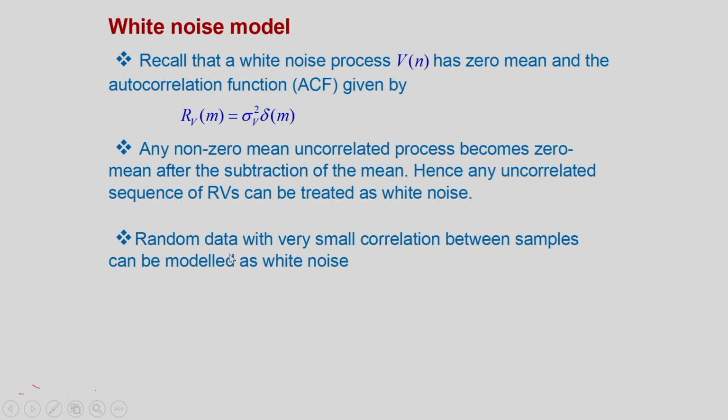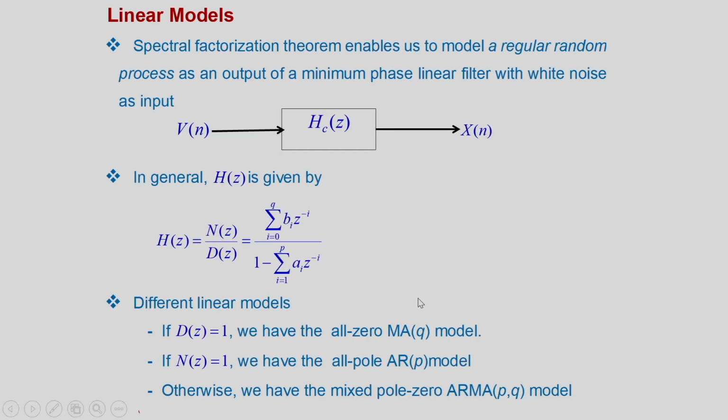Now, random data with very small correlation between samples can be modeled as white noise. That means, suppose xn is one sample and xm is another sample, and if the covariance between them is equal to 0 for n not equal to m, then we can treat this data as white noise.